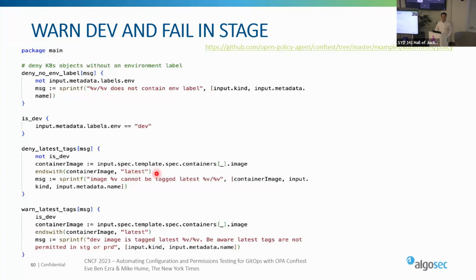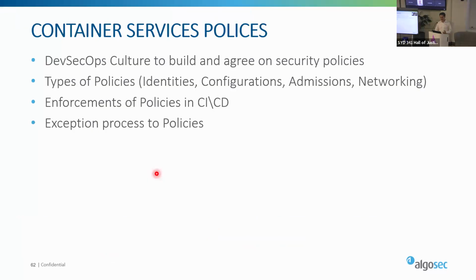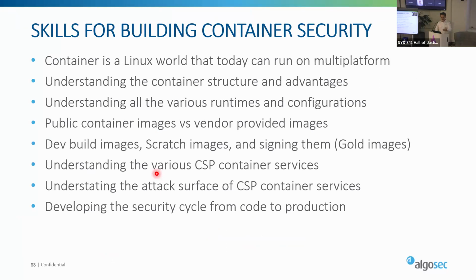Questions? I'm just on the last item. Okay, sorry. So skills for upskilling: one of them is a DevSecOps culture, and understanding the types of policies, enforcement of policies in CI/CD, and the exceptions process for policy. And some basic recommendations: since container security is very much a Linux world, it's good to have an understanding of Linux and container structures. It's an advantage.